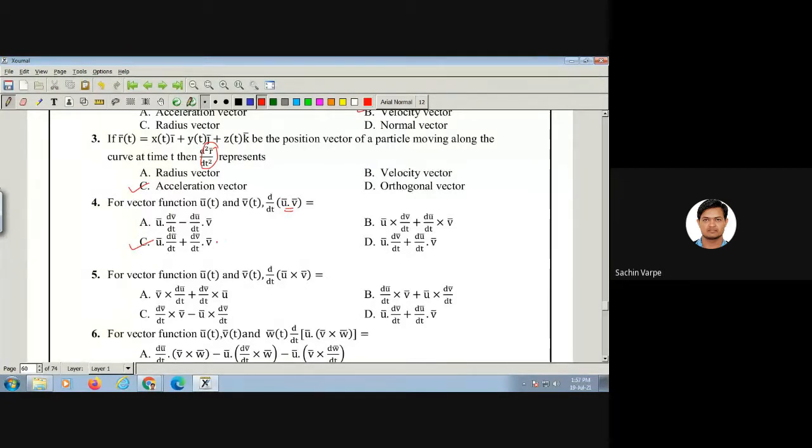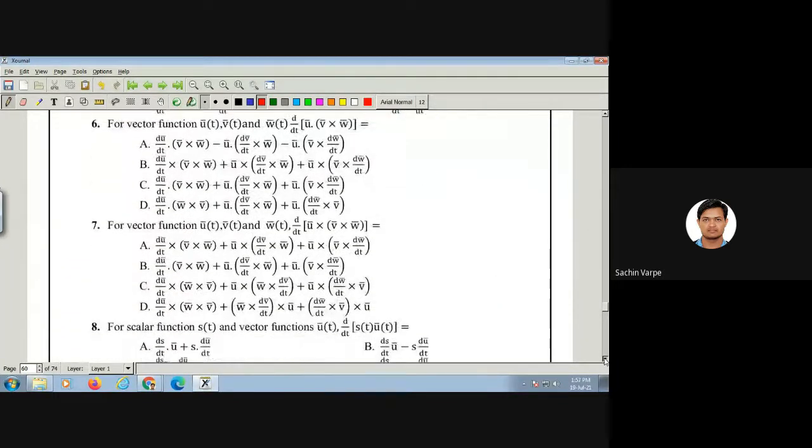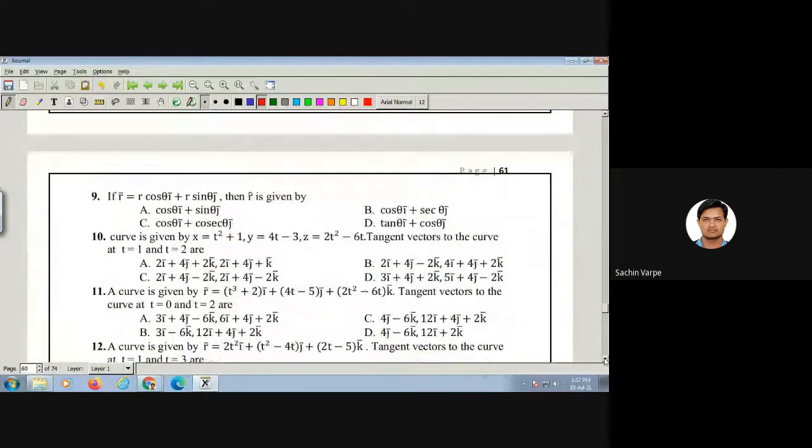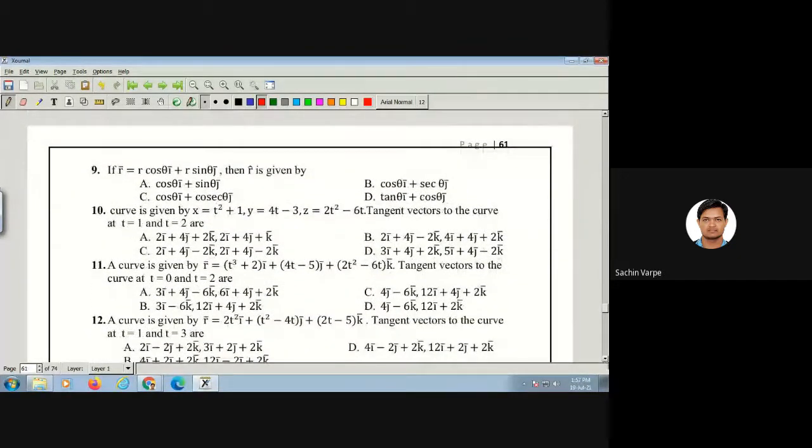That into is dot product here. Similarly, that into is cross product here. So if r bar is equal to this, then r cap is given by: if we substitute the expression for r bar as r into r cap, then r will get cancelled out from both sides and we'll get the r cap expression, which is cos theta i cap plus sine theta j cap.